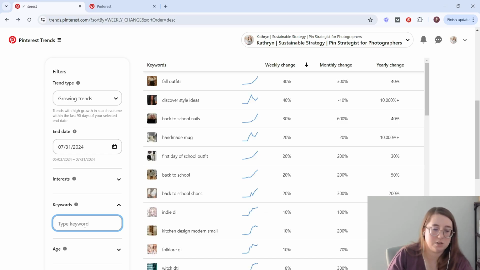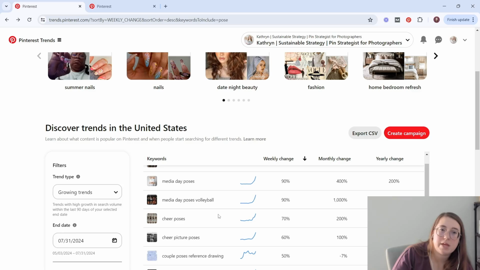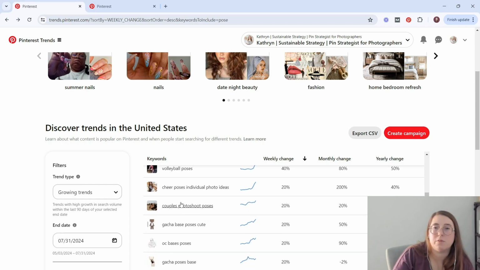I also like to search headshots and poses. Okay, so with poses, selfie poses, Instagram, not relevant. Female pose reference. Usually when reference is in there, it is an art type of pin. So somebody learning how to draw, and they want a reference pose. So volleyball, media day, volleyball poses, those would be two if you're a sports photographer to take advantage of, but this is the type of thing I'm looking for.